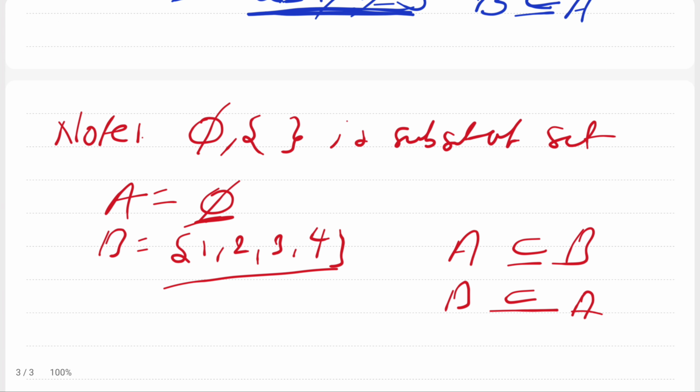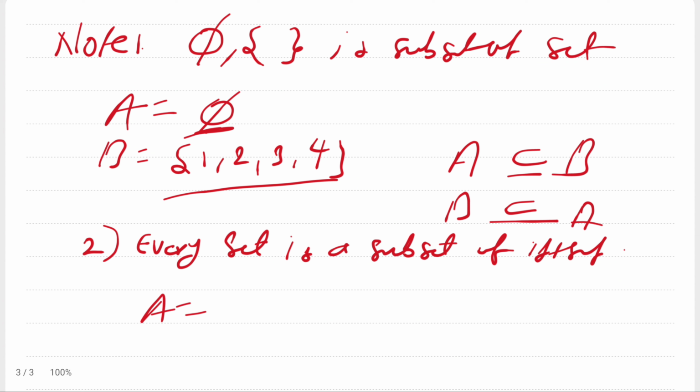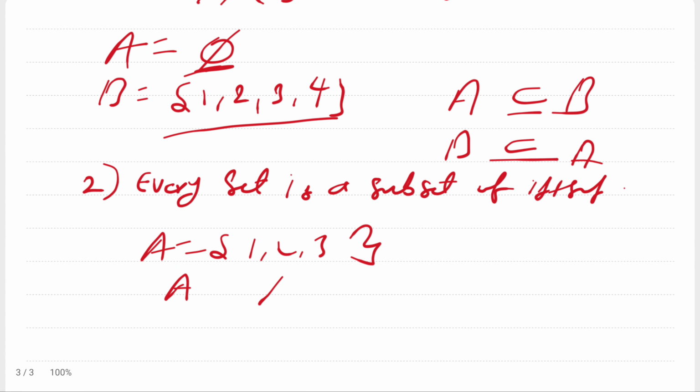The second important thing is that every set is a subset of itself. Like how? Suppose set A is 1, 2 and 3. I'm asking you, is set A a subset of set A? Yes, because whatever the element in A, it is also present in A only. So it is a subset.